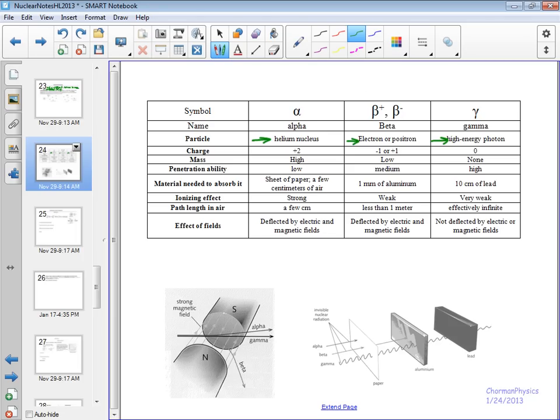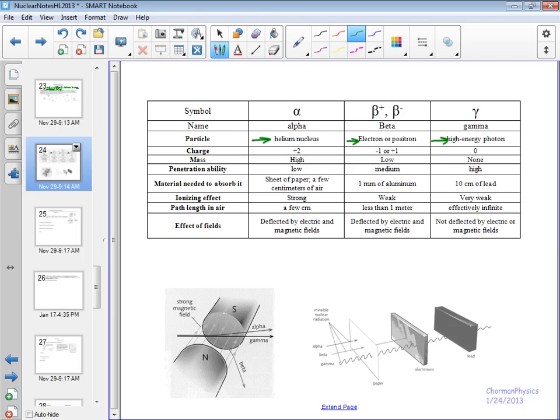So this chart tells you a little bit about them. The smaller they get, the more material is needed to absorb them. The ionizing effect becomes stronger as you go towards the alpha. The reason is that alpha particles have such a large amount of charge; they're very good at ionizing things. But that's pretty much the information that you need to know.